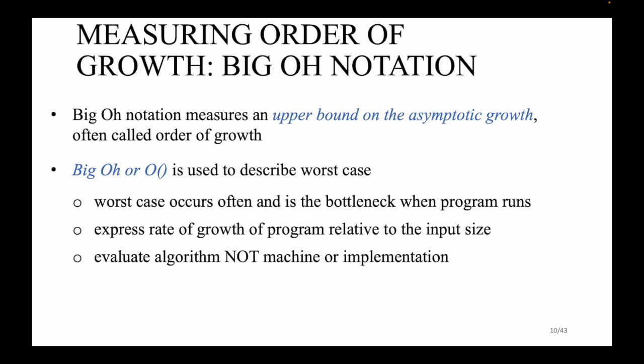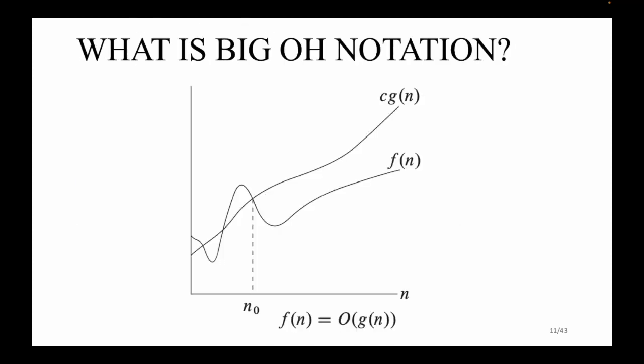So, keep in mind that Big O is used to evaluate the algorithm, not the machine or the implementation. It means the Big O, if you implement your algorithm in Java or in C, is always the same. In Python, it's the same. Because you evaluate the number of operations you need to run your program. So then you get a Big O.